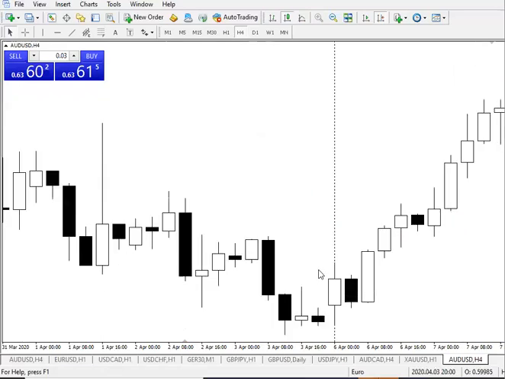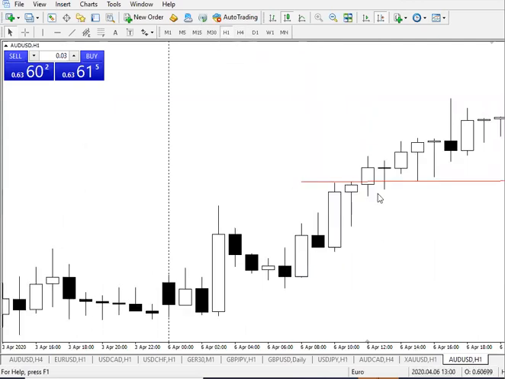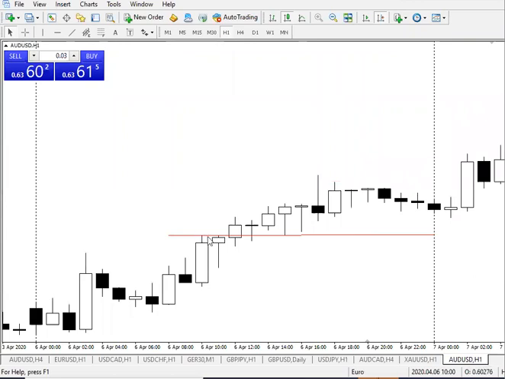Start from the other week here. 1, 2, 3. Breaks with the fourth. Entry would be close on the hourly chart above here. So that's the fourth bar high, and this is your entry here.